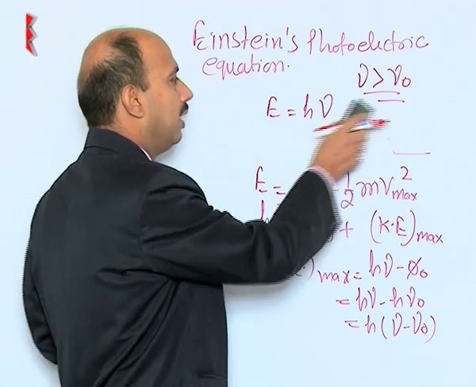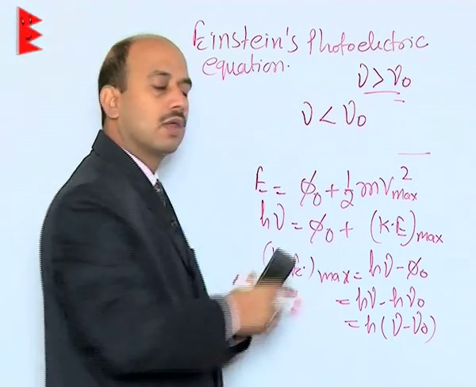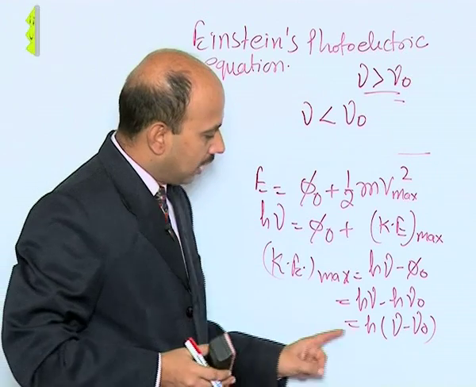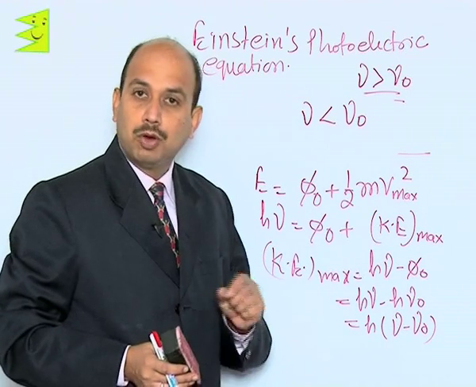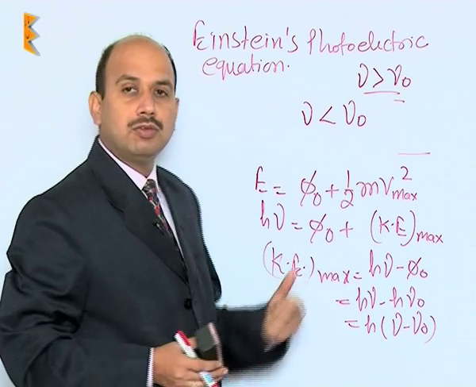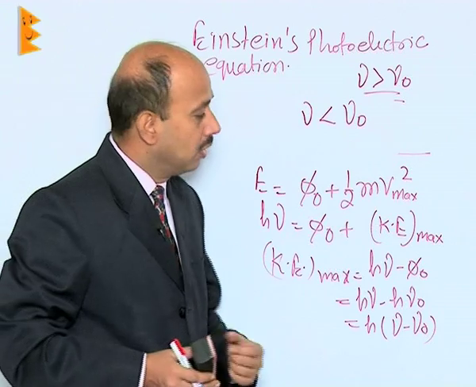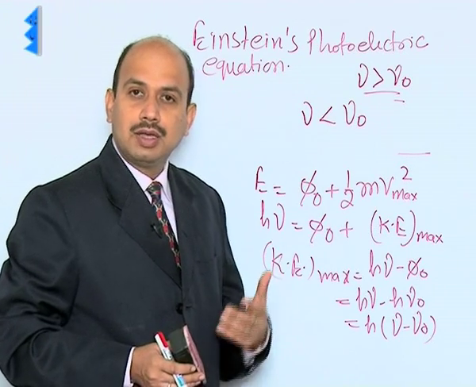Third point: if nu is less than nu naught, kinetic energy will be negative, which is impossible. It means no emission of photoelectrons takes place if the frequency of the falling radiation is less than the threshold frequency. So this is the third law of photoelectric emission.